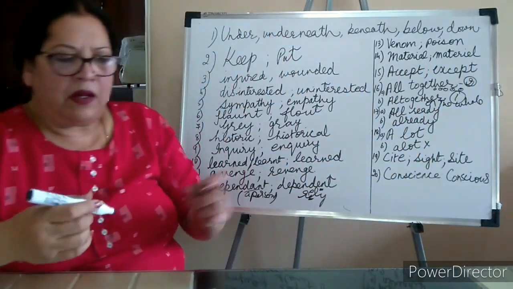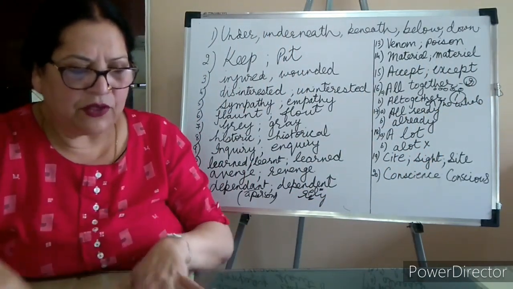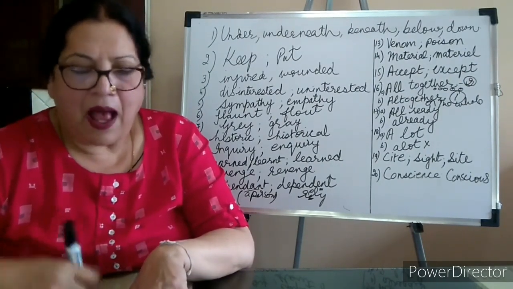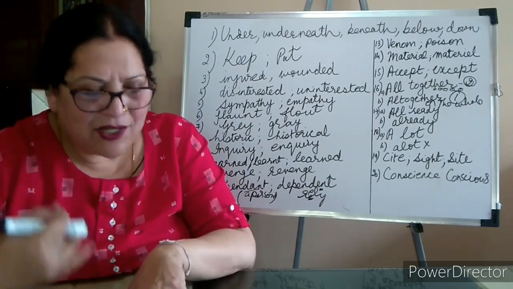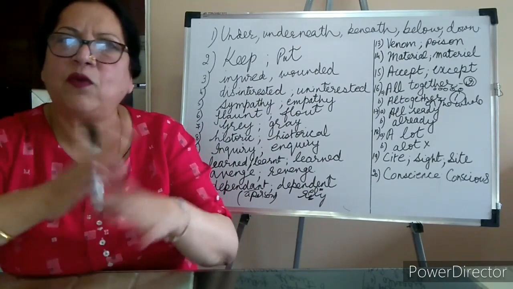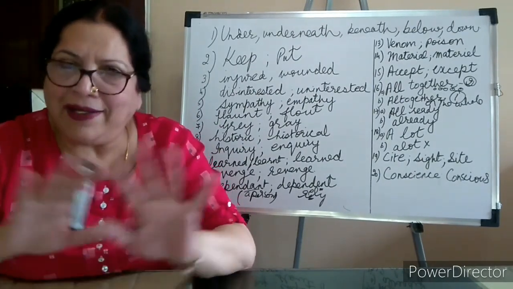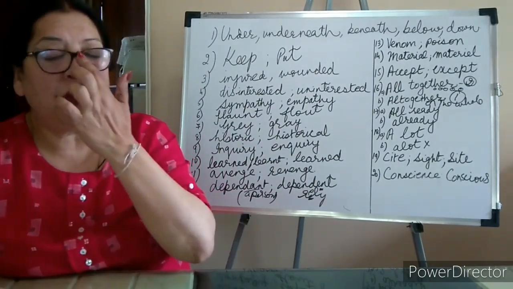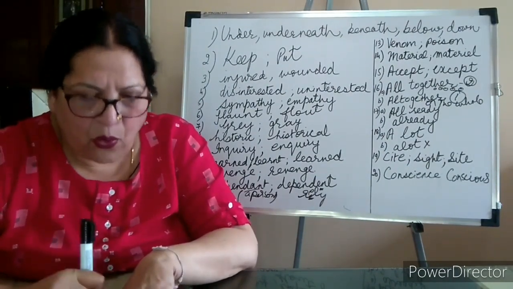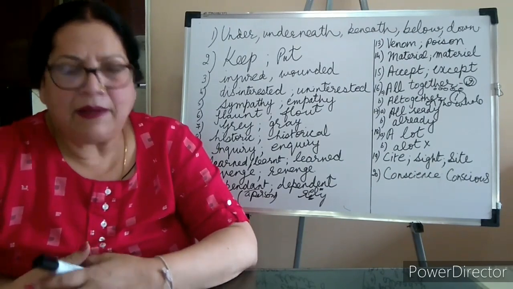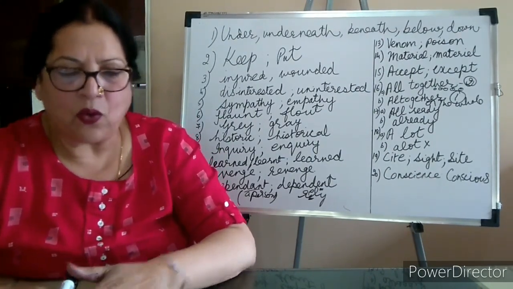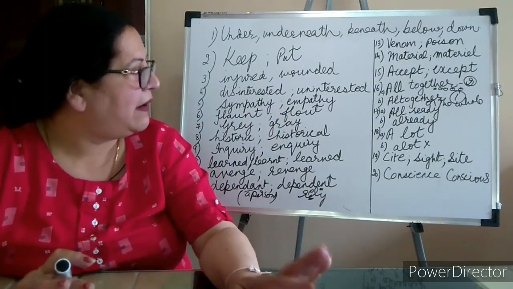Now, I'll give you an example so that you can understand it better. "Altogether, I think the presentation given by the students was well compiled." It means overall, on the whole, entirely. After going through the presentation, the teacher said that on the whole, or altogether, I think the presentation given by the students was well compiled. So on the whole, or entirely.